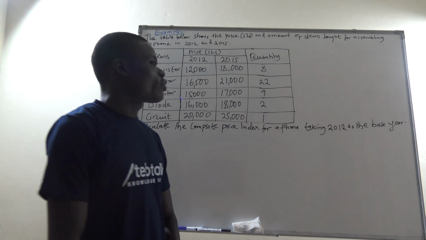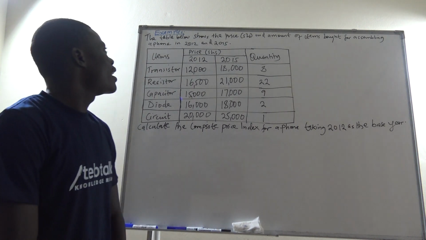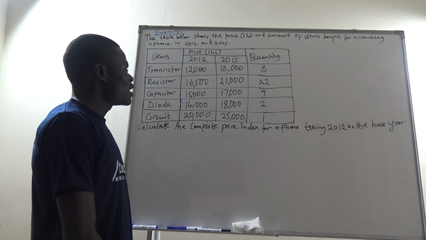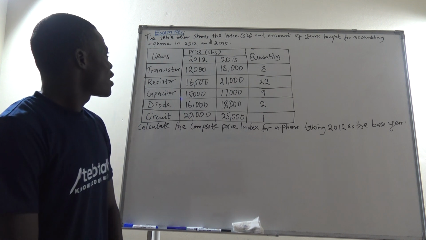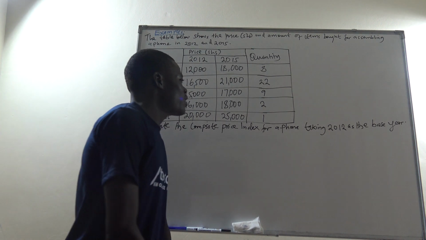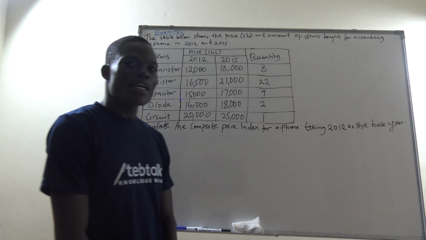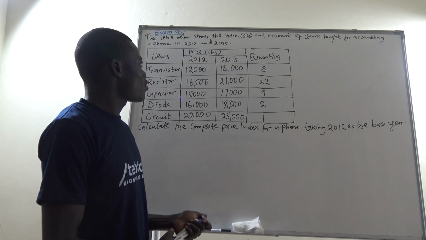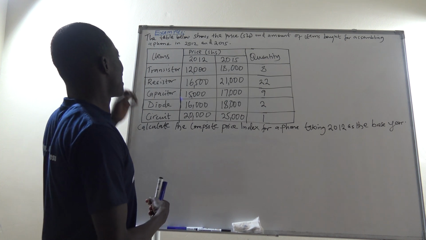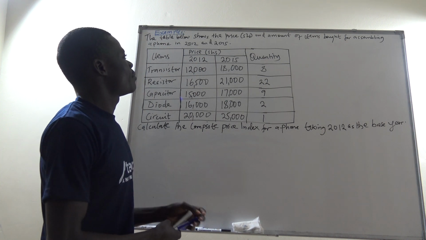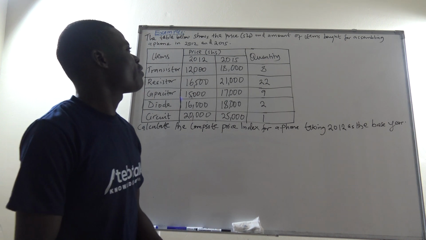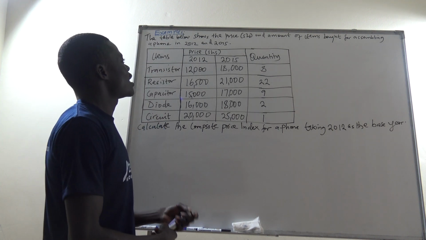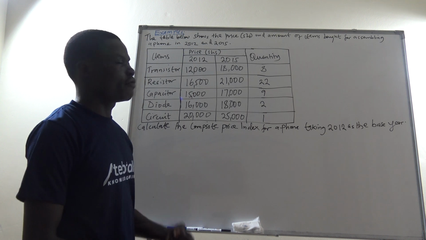Welcome to teptalks.com. In this video, we shall look at examples on how to calculate the weighted price or weighted aggregate price index. Sometimes it is called composite price index. So in this example, it's reading that the table below shows the price in shillings and amount of item bought for assembling a phone in 2012 and 2015.